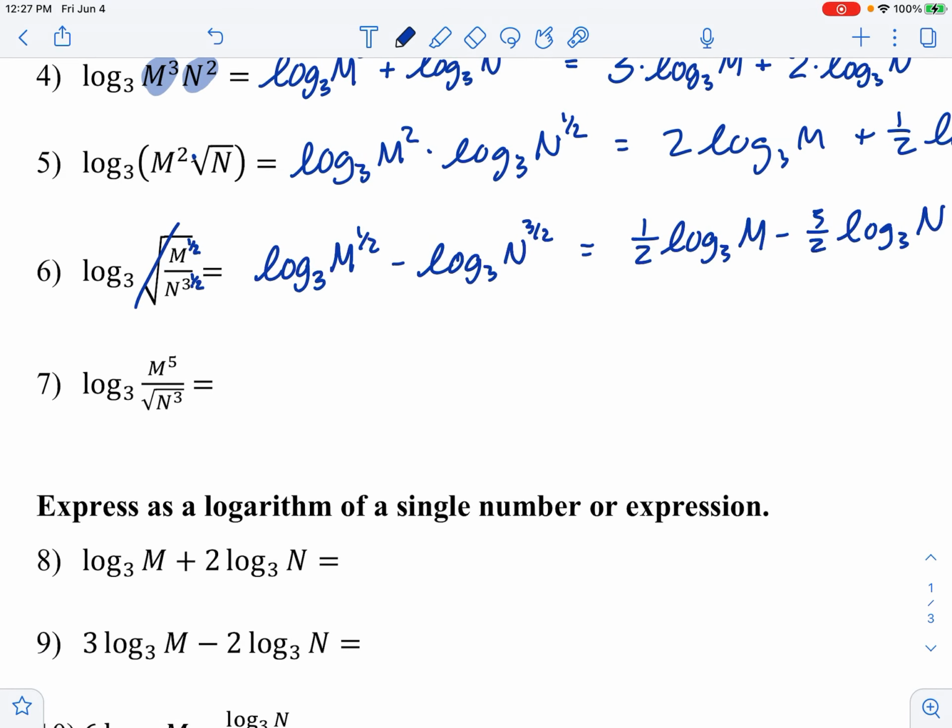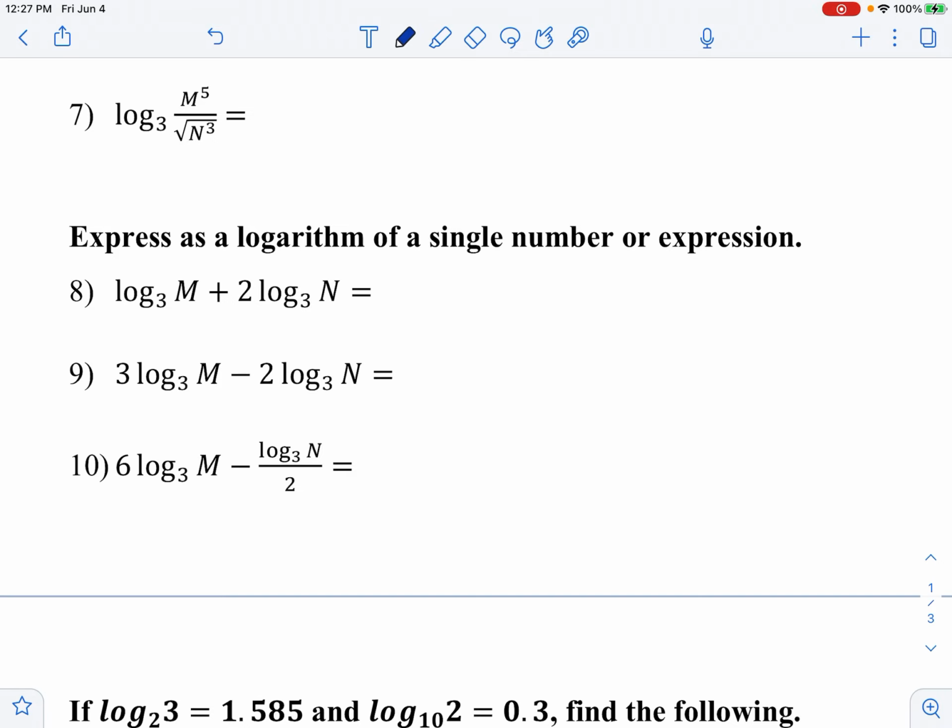Let's look at working backwards. These ones I want to combine. I cannot combine until I just have logs. So the first thing I've got to do is move that 2 to be an exponent. So now this is using those rules backwards. I have the log base 3 of m plus log base 3 of n squared. So I can combine those into one logarithm with multiplication. Same thing for number 9. Move your exponents first, then you can combine. The log base 3 of m cubed over n squared.